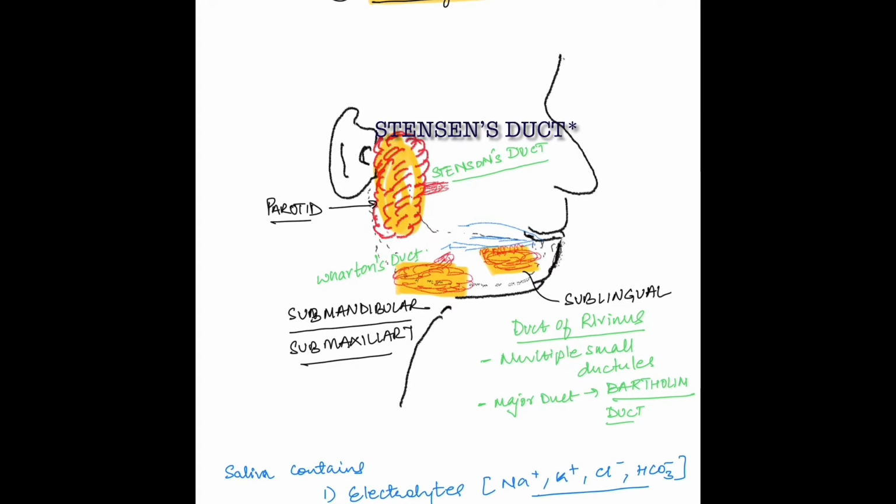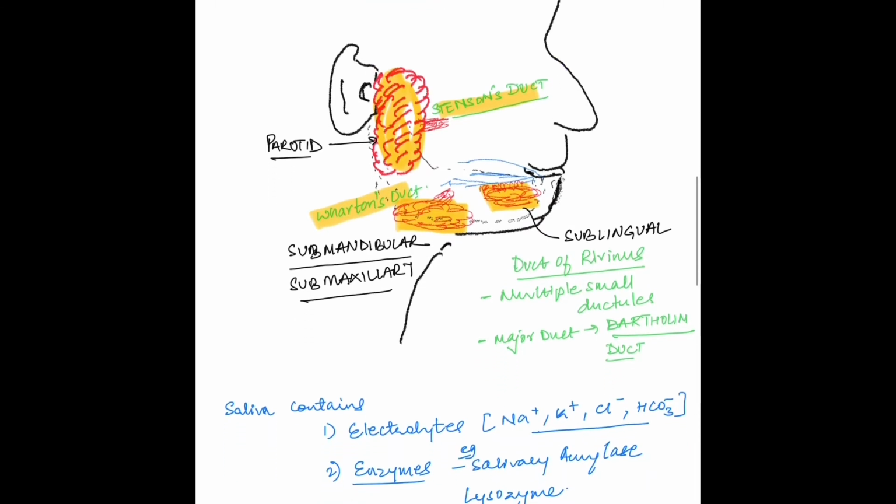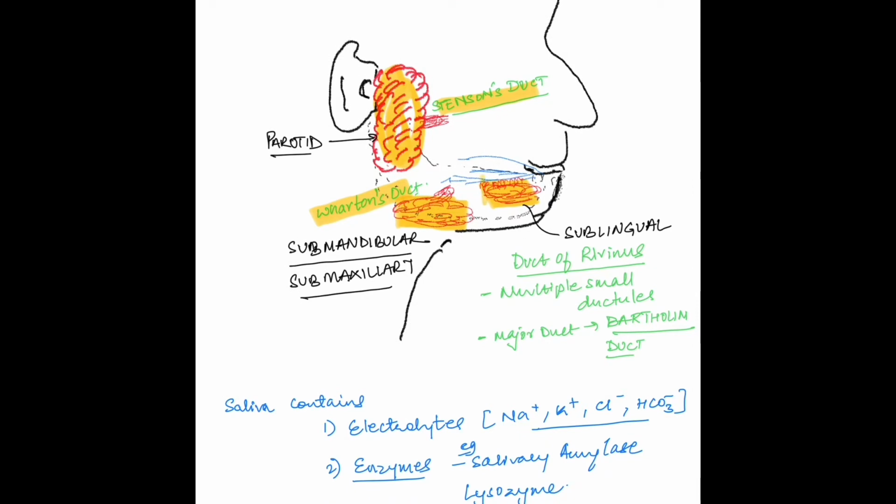The parotids open in the buccal cavity through Stenson's duct, the submandibular glands open through Wharton's duct, and sublingual glands open by duct of Rivinus, which are multiple small ducts. The major duct out of them is the Bartholin duct.